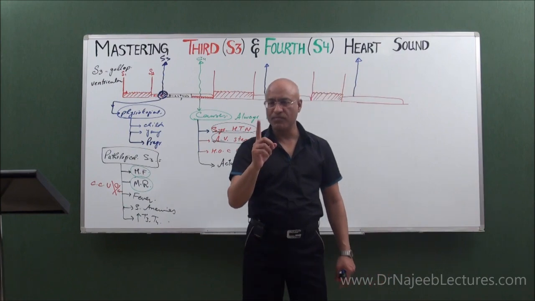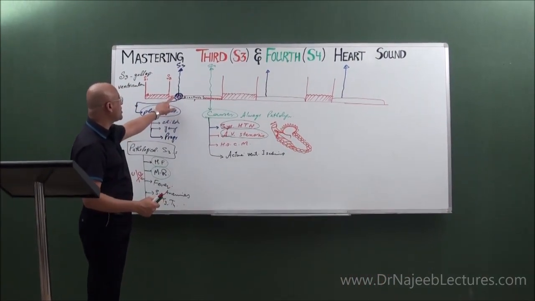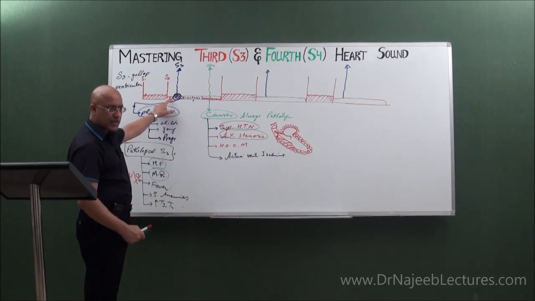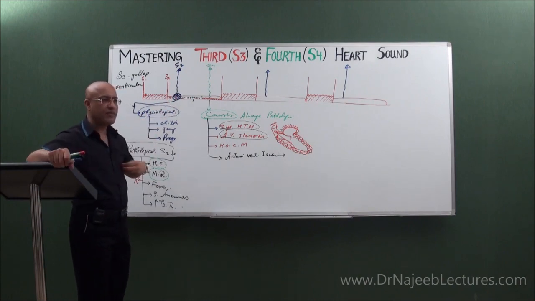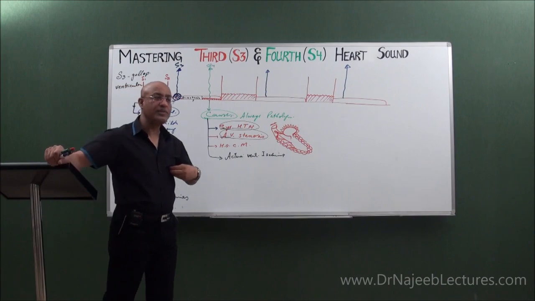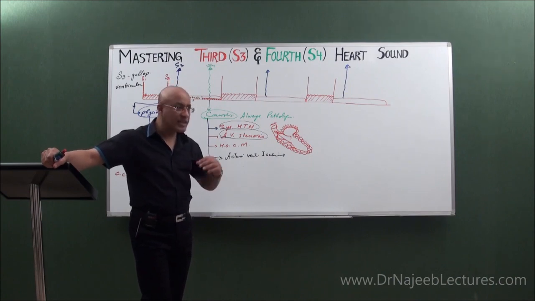Again I will repeat. As S3 is very near, just following S2, sometimes S2 with S3 are confused with split S2. How to differentiate? Simply, when you apply the diaphragm, if there is really S3, it will disappear. But if there is splitting, then the double sound will still be there. Clear?